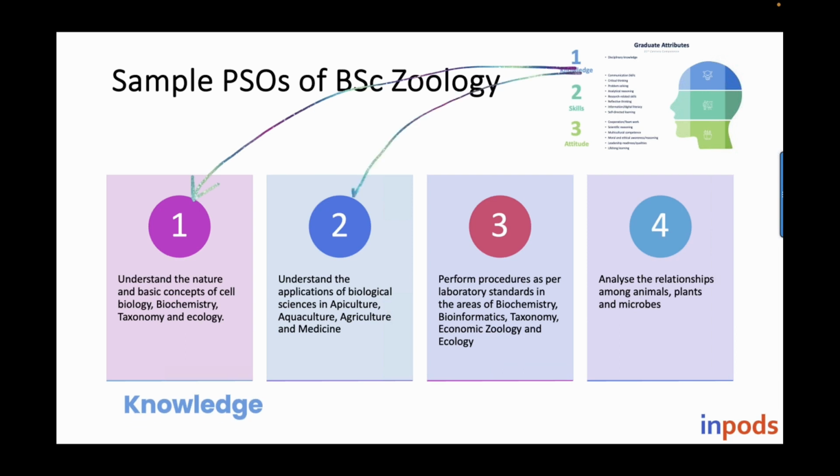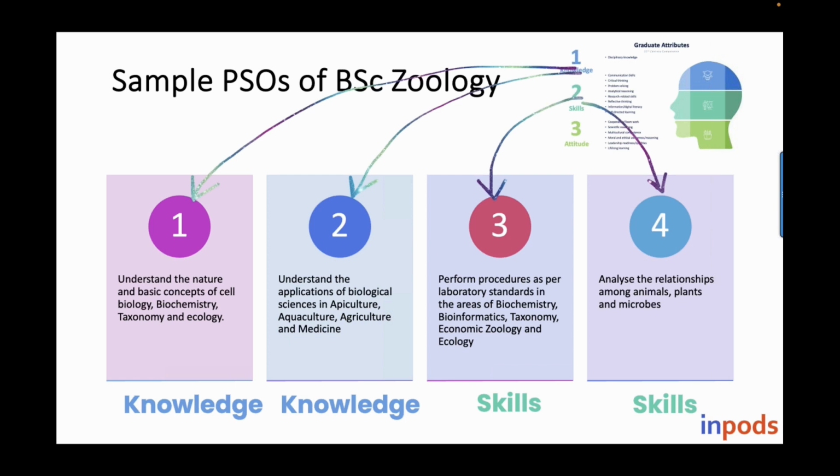Now, they have also given sample PSOs for BSc Zoology, and you can find that two of them fall into the knowledge category and two into the skill category. So, if you look at these outcomes, they cannot be the outcome of any program other than zoology, right? These are very specific to zoology.